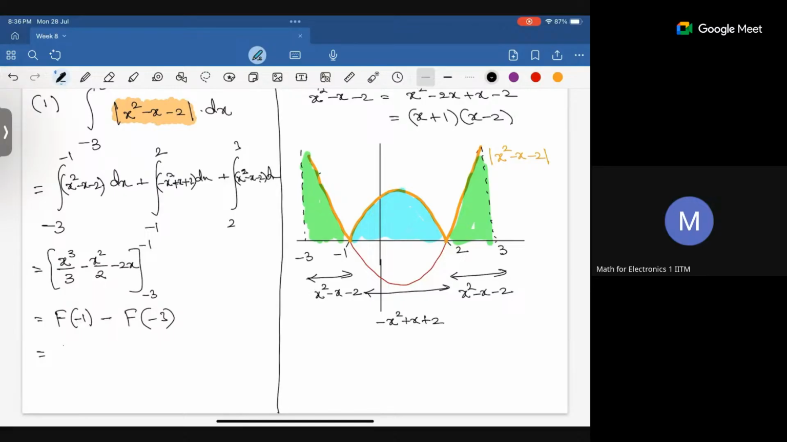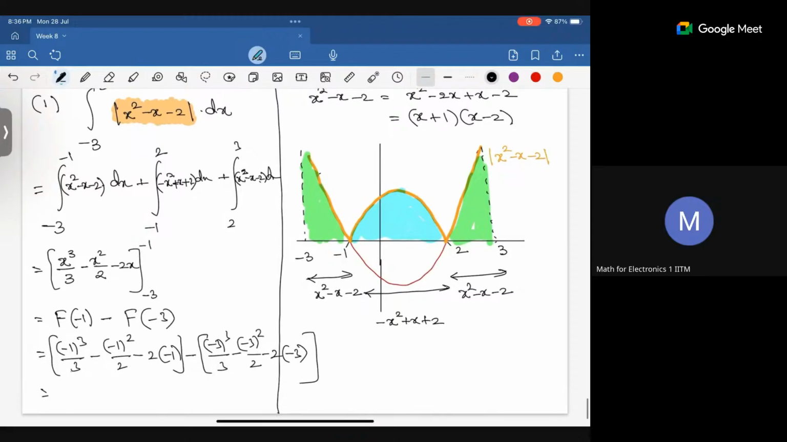So F of -1 is -1 cube by 3 minus -1 square by 2 minus 2 into -1. This is F of -1. And then there is minus F of -3, which is -3 whole cube by 3 minus -3 whole square by 2 minus 2 times -3, where -3 is the lower limit. Now if you simplify, -1 whole cube by 3 is -1 by 3. And then we have -1 by 2, and then we have +2.